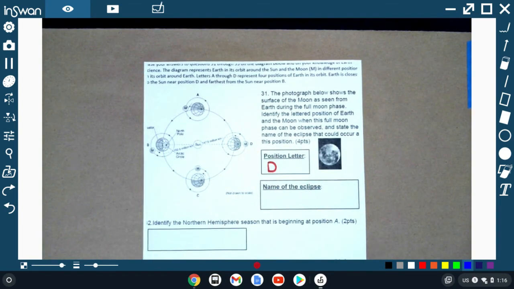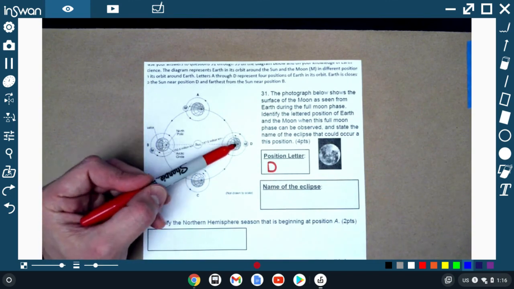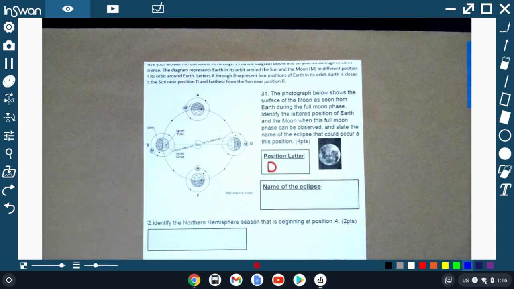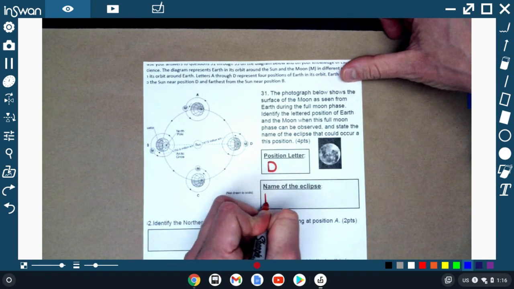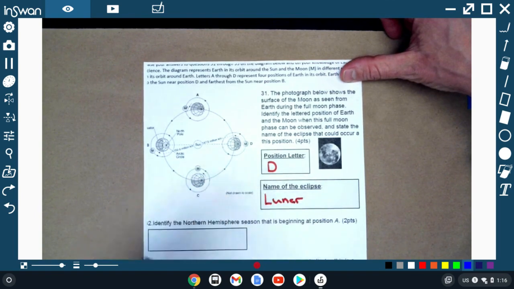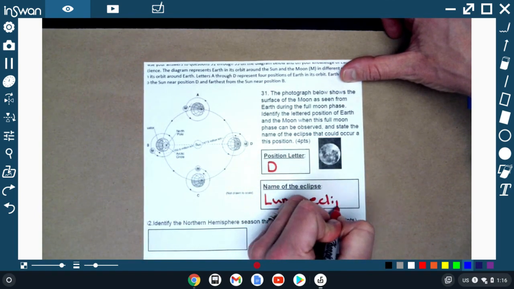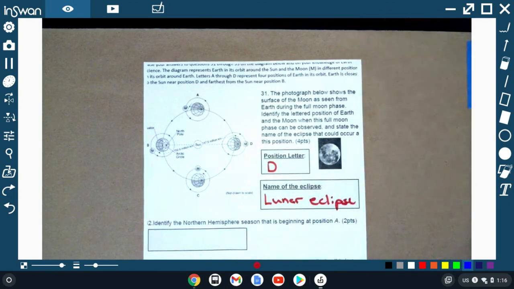Now the last part of that question was name the type of eclipse. So we can have a solar eclipse or a lunar eclipse. And remember, we talked about that the name of eclipse is talking about what is being covered up. And so in this example here, Earth's shadow would cover up the moon. So that would be a lunar eclipse. And we have that in our definitions for our notes. So lunar meaning the moon, or a moon eclipse you could have written.